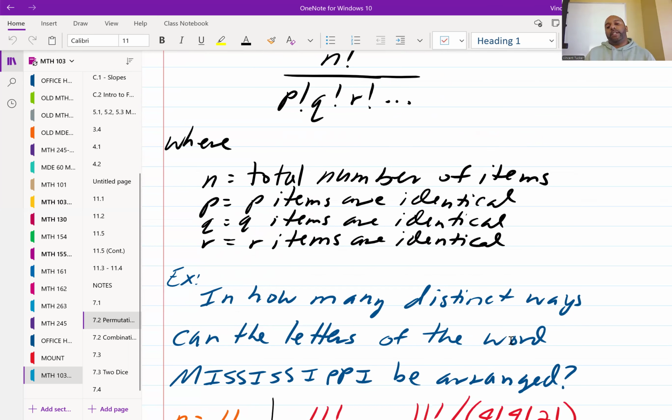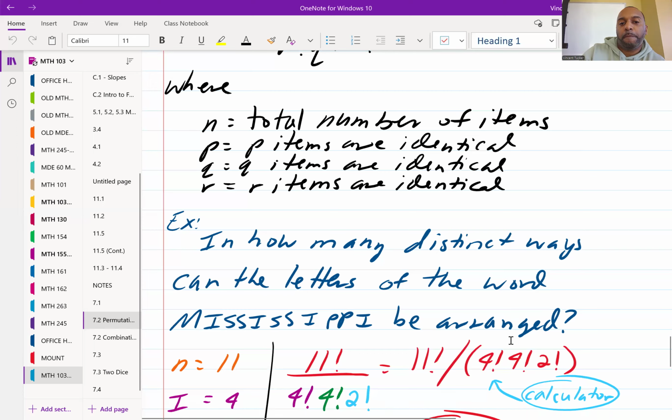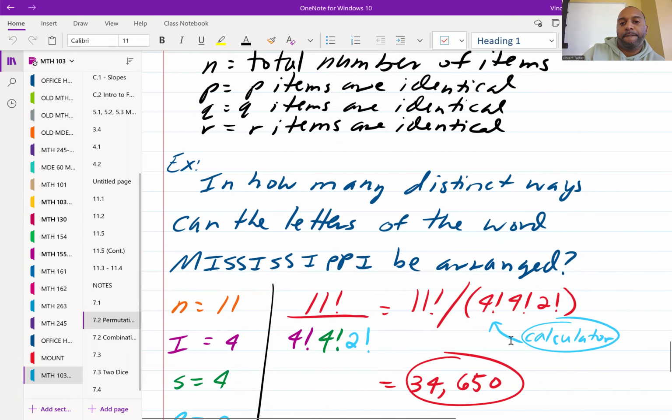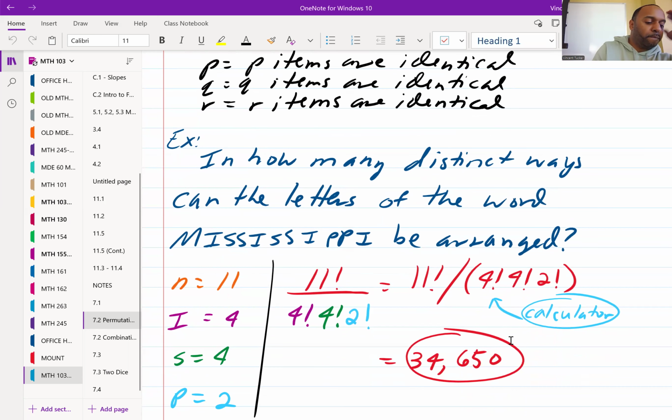And how many distinct ways can the letters of the word Mississippi be arranged? All right, so first we will count the letters of Mississippi. There are 11 letters, so that's the total number of letters that we have. So that's why N is 11.